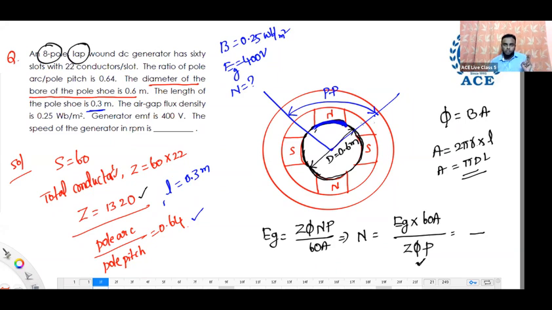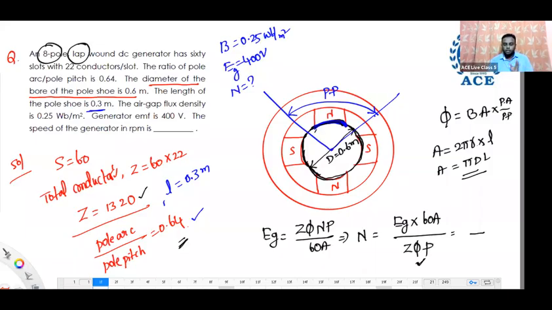Pole pitch is 180 degrees, but how much pole shoe is covering? Only a small angle. The percentage they have given is 0.64. It means you have to multiply the total area by this pole arc to pole pitch ratio. Then you get flux per pole.